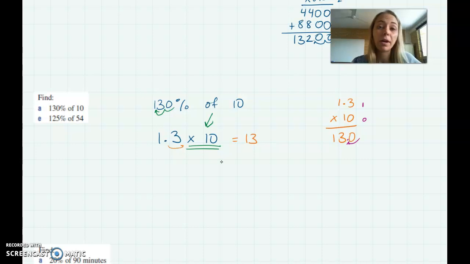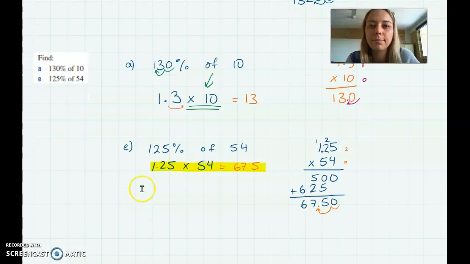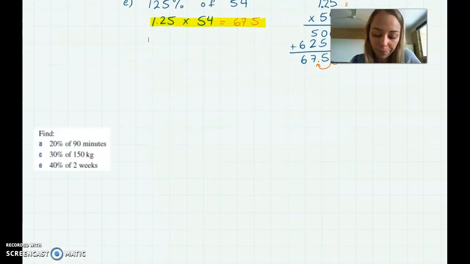Okay, so why don't you go ahead and try E now, 125% of 54. The answer should be 67.5. So you change 125% to 1.25, change of to times, and keep the 54 as normal. And when you do that multiplication, you get 67.5. So I hope you were successful with that one.